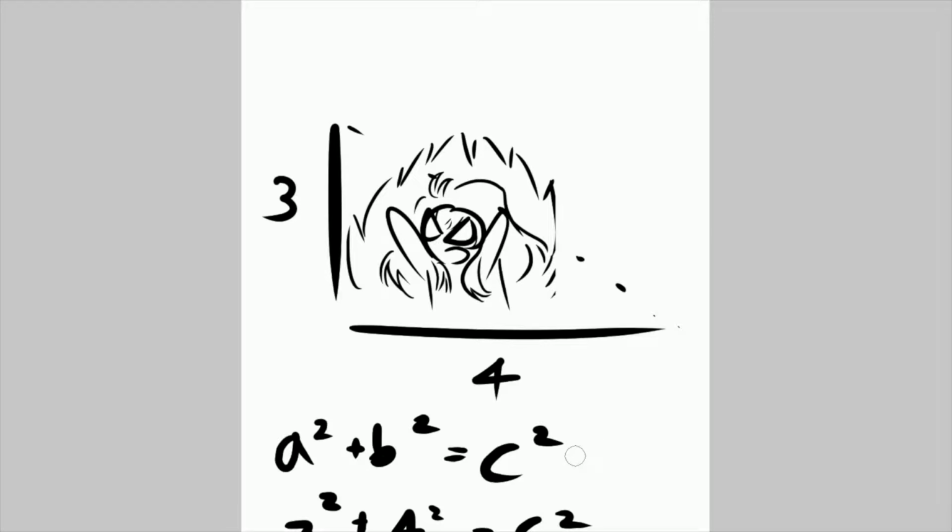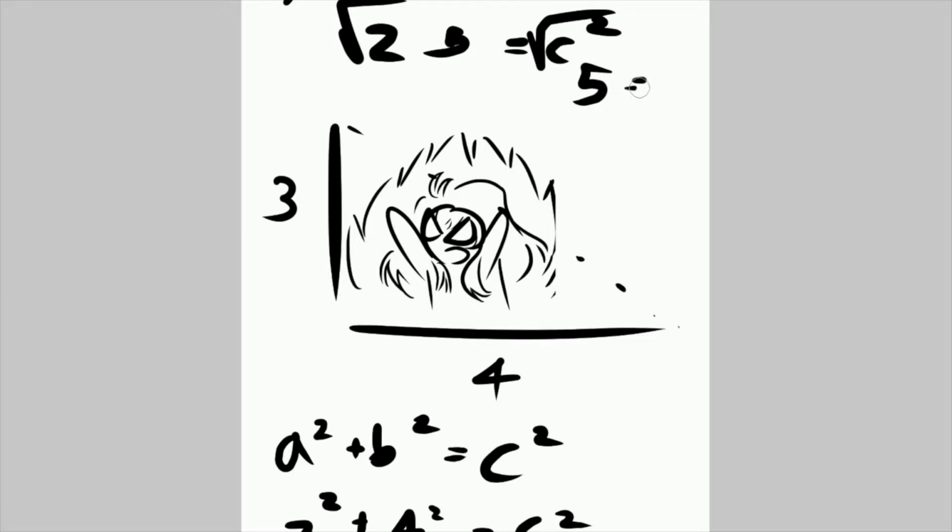Now, if you do the math, you will result with 9 plus 16 equals c squared. Now 9 plus 16 equals 25. So 25 equals c squared. Lucky for us, 25 is a square number, so we don't have to do too much work. If you take the square root of both sides, you'll end up with 5 equals c. So 5 will be the length of this side of the triangle.